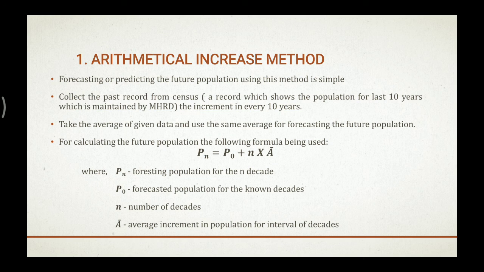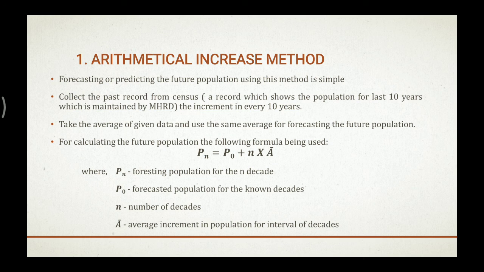The formula given is Pn is equal to P naught plus n into A bar, where Pn is the forecasted population for the nth decade. Similarly, P naught is the population of the known previous decade, when the last known population was in 2011. So next they will be getting 2021.